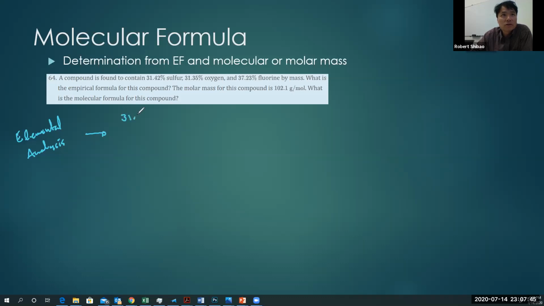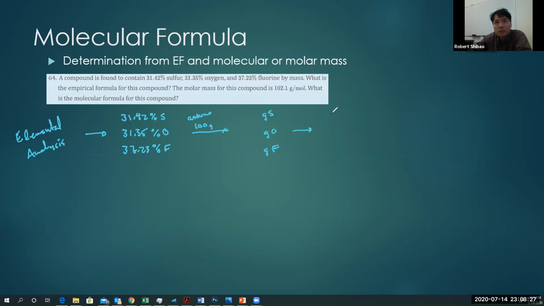Your compound contains 31.42% sulfur, 31.35% oxygen. This is O, not O2. And then 37.23% F, not F2. These are atoms bonded into a molecule. And so what we do here is this. We assume 100 grams. 100 grams. And then we get the grams of each. Grams of sulfur, grams of oxygen, grams of fluorine.